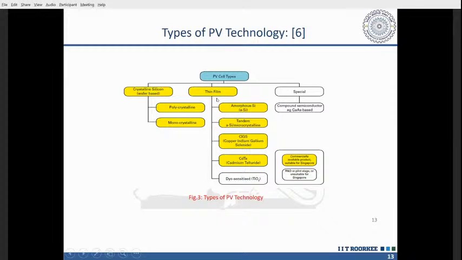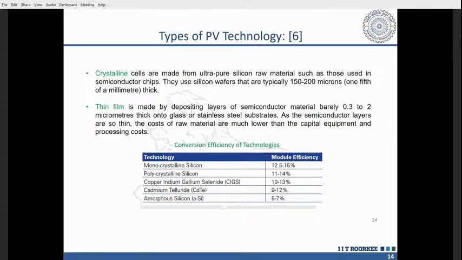And thin film is also coming up nowadays, but in industry it is still not that favorable to date. And special, like compound semiconductor types, gallium arsenide based. So these are some of the PV technologies. Here is some thought process, because mostly we use two types and the others aside: one is crystalline type cells and one is the thin film type cell.